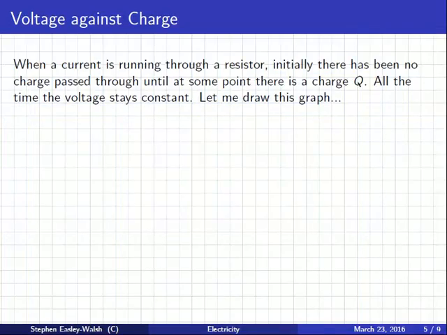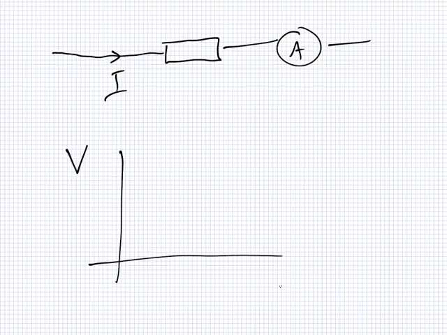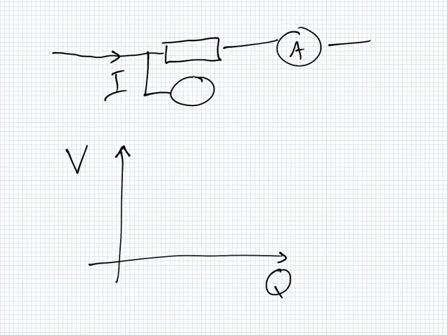Initially there is no charge passed through until some point there is a charge. All the time the voltage stays constant. So I think I want to put a V and a Q here. Okay, so this is a little bit tricky. I'm going to put a voltmeter here. So the voltage doesn't change. And does the current change? No, it's going to be constant current, constant voltage.